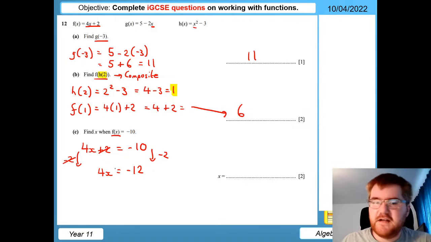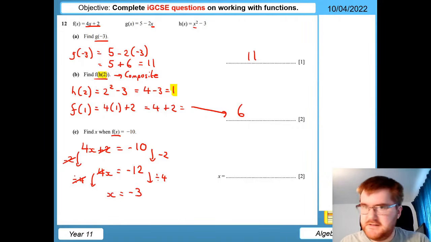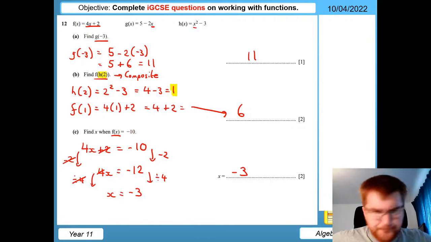And then we want the x on its own. So what's the opposite of timesing by 4? Well, we're going to divide by 4 on both sides. These cancel. We are left with x. And then minus 12 divided by 4. Well, that's going to be equal to minus 3. Again, you can use your calculator on these questions. These are paper 4 questions. x is equal to minus 3.